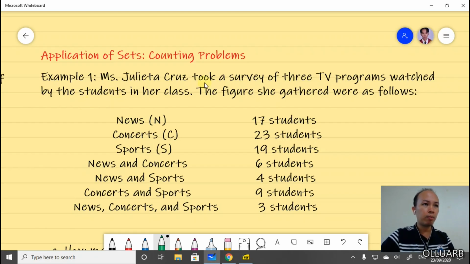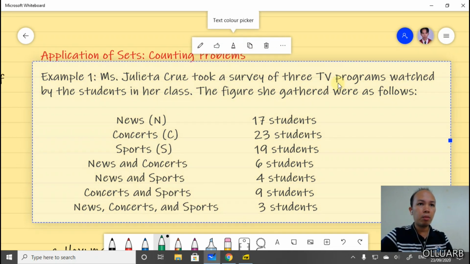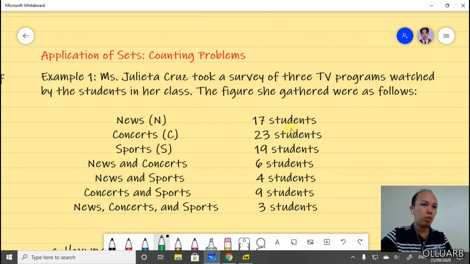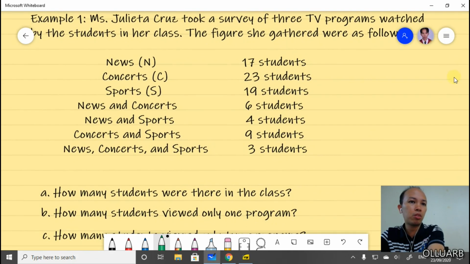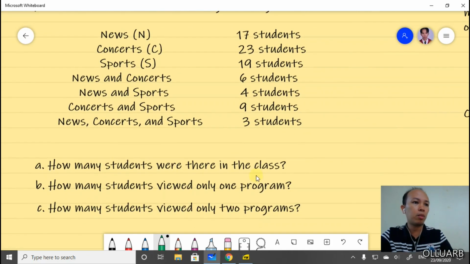Miss Julieta Cruz took a survey of 3 TV programs watched by the students in her class. The figures she gathered were as follows. We have here news, 17 students. Concerts, 23 students. Sports, 19. News and concerts, 6 students. News and sports, 4 students. Concerts and sports, 9 students. And news, concerts, and sports, 3 students. Okay, so the question is, as you can see here, how many students were there in the class?